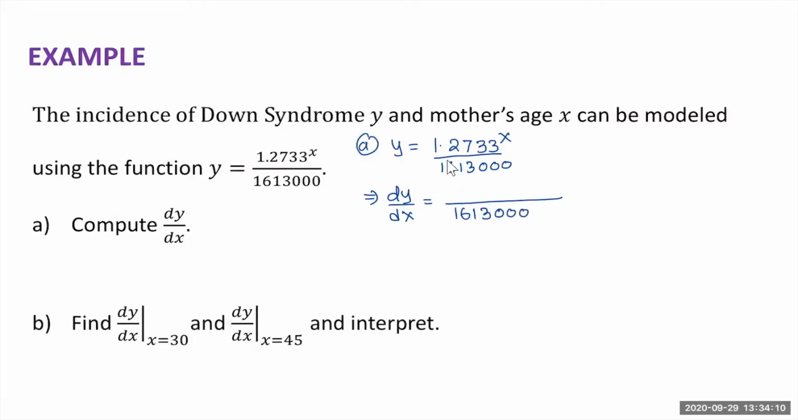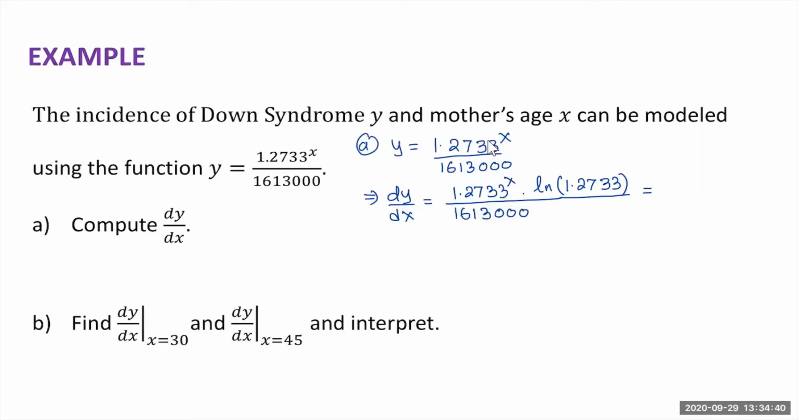Now this one is the derivative of b to the x. If you remember, the derivative of b to the x is b to the x log b. So in place of b, I have 1.2733. 1.2733 raised to x, that is b to the x, multiplied to the natural log of b, our base, which is 1.2733.